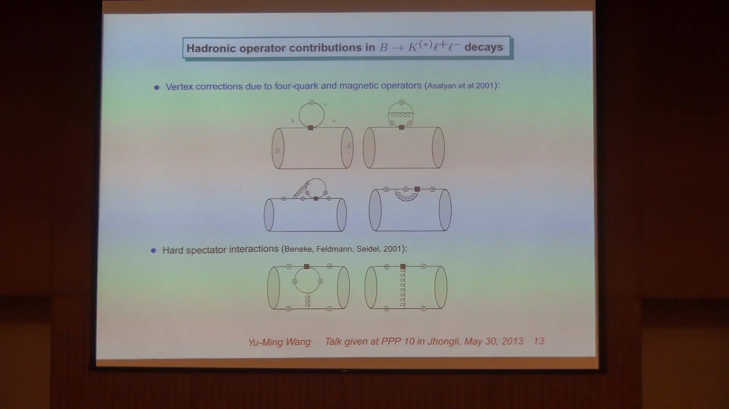However, the situation changes if you consider the hard spectator interactions. There is a gluon attached to this quark line and the spectator quark, and the photon can be emitted everywhere, from the external lines and the internal quark line. This is the spectator interaction generated by this diagram. These two kinds of contributions were computed in the framework of QCD factorization in 2001.